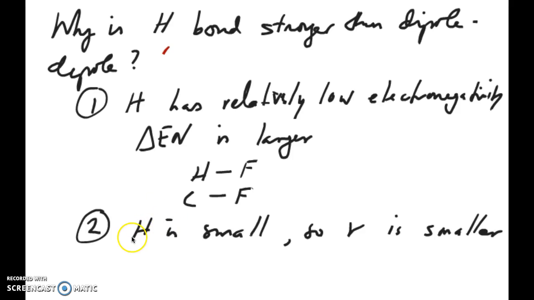The second point is about the distance. Hydrogen is the smallest atom in the entire periodic table. Because it's small, it allows other molecules to come closer to it than if, for example, I have carbon there instead, because carbon is a much bigger atom. So because hydrogen is small, the r, which is the distance between one charge and the other charge, can be made smaller compared to when you have atoms other than hydrogen. Okay, and that's the reason why hydrogen bond is stronger.